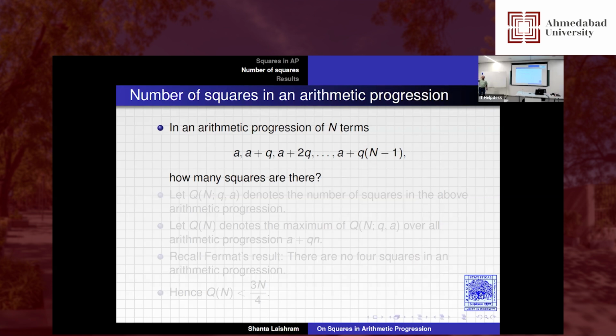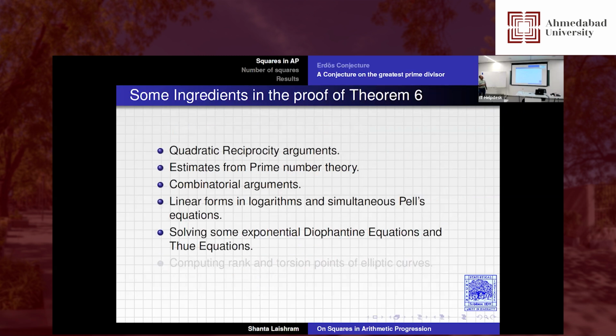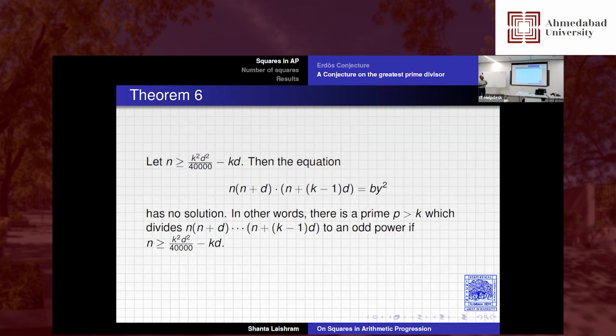You see, if you take 1, 2, 3 up to n, you expect around root n squares, right? So now take any arithmetic progression, a plus q times i. So a is the starting point, q is the common difference, a and q are co-prime, and you're looking for the number of squares here. Is there anything known? We are working over Q, but we can work over number fields as well. We're working over integers, but of course we can work over number fields.